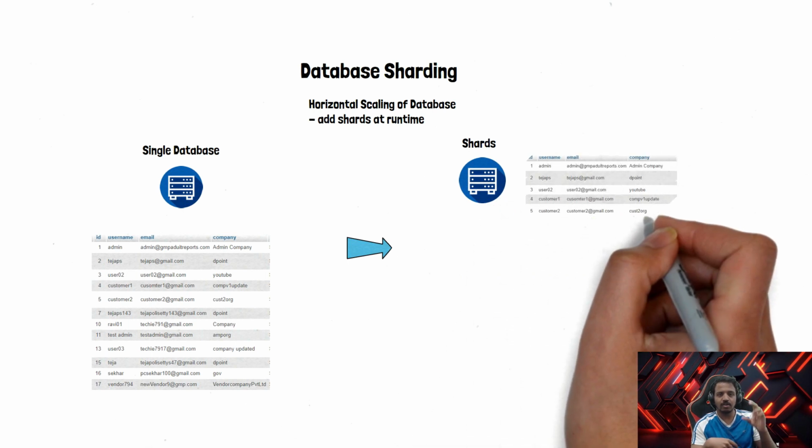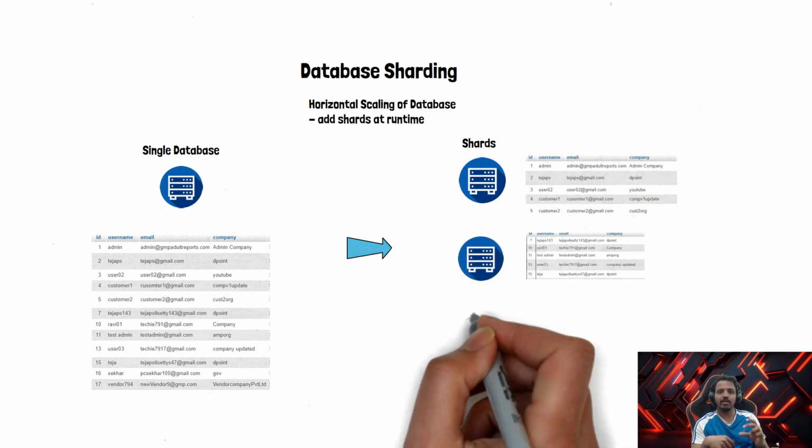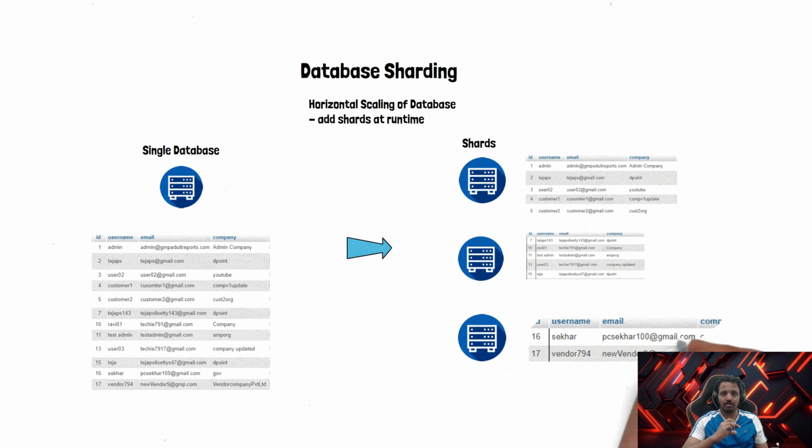The first 1,000 records are on one database, the second 1,000 records are on the second database, the third 1,000 records are in the third database, as you see in the image. This is called database sharding. These pieces are called shards. Shards are nothing but pieces of the actual database.